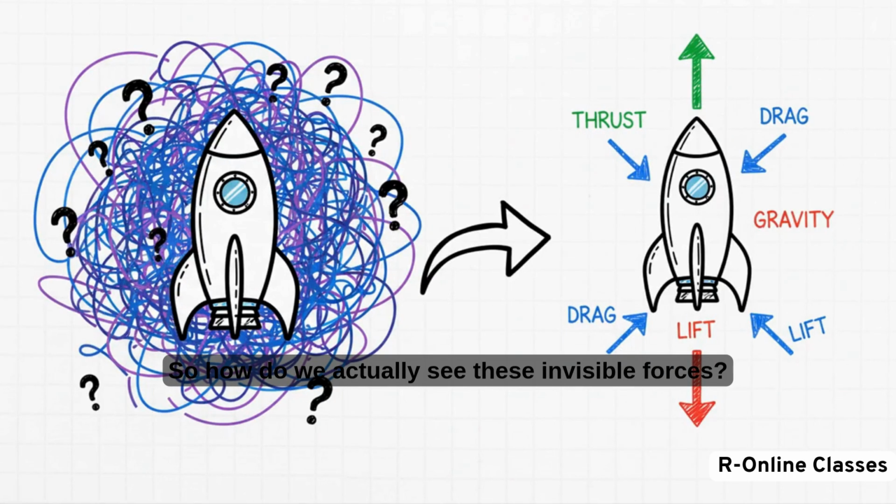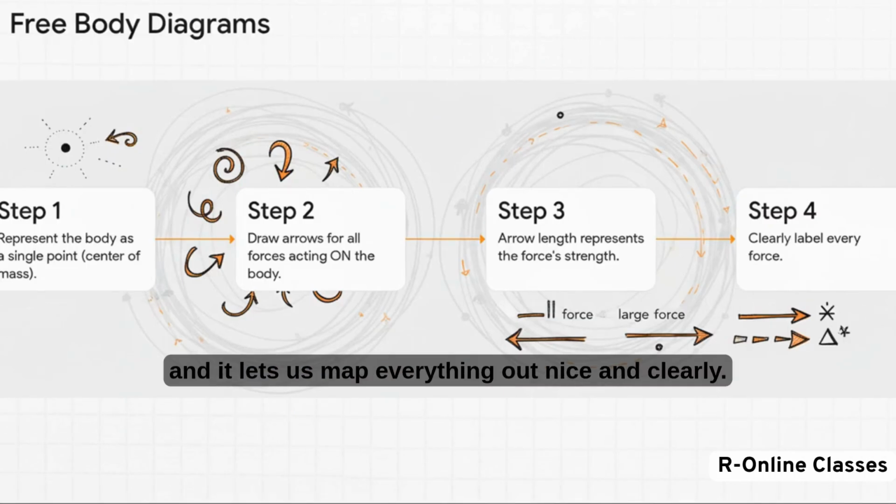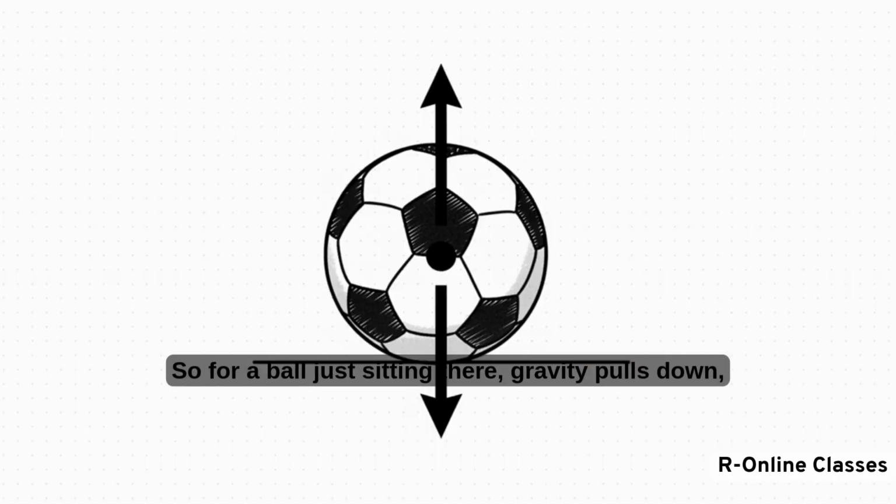So how do we actually see these invisible forces? Well, physicists have a tool for that. It's called a free body diagram, and it lets us map everything out nice and clearly. So for a ball just sitting there, gravity pulls down, the ground pushes up, they cancel out.